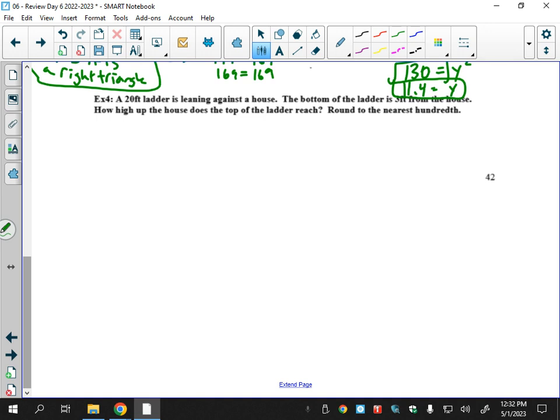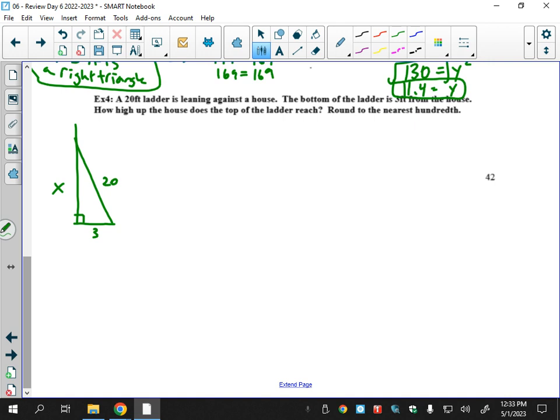How high up the house does the top of the ladder reach? So we've got a house, the ladder is 20 feet tall. It's 3 feet away from the house. A ladder against the house and the ground are going to make that right angle. How high up does the ladder reach? That would be our x.